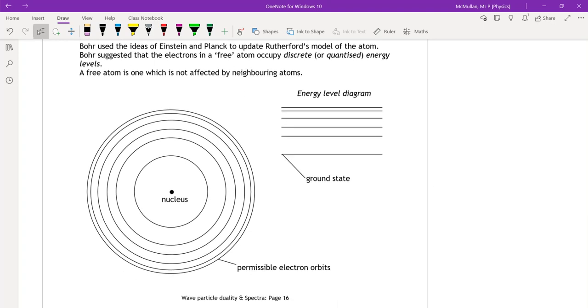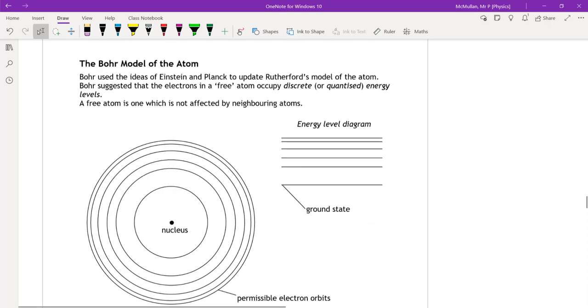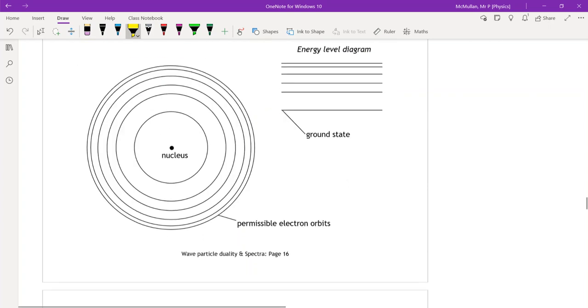Anybody who's doing chemistry will know a little bit about electron energy levels. So Bohr suggested that electrons occupy discrete energy levels. A free atom is one which is not affected by its neighbouring atoms. So you would have electrons close to the nucleus orbiting, electrons at all the different levels, and then electrons on the outer level.